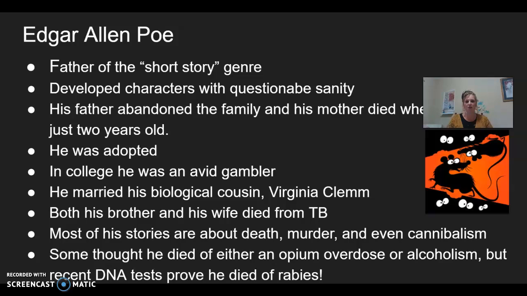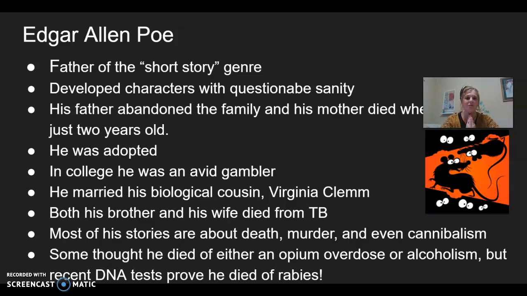A little bit of information about his own childhood. His father abandoned him, his brother, and his mother when he was very young, and then his mother, unfortunately, also passed away when he was only 2 years old. He was adopted after that. He did attend college, where he picked up the habit of gambling. He ended up marrying his biological cousin, Virginia Clem. Unfortunately, his brother and his wife ended up dying of tuberculosis.